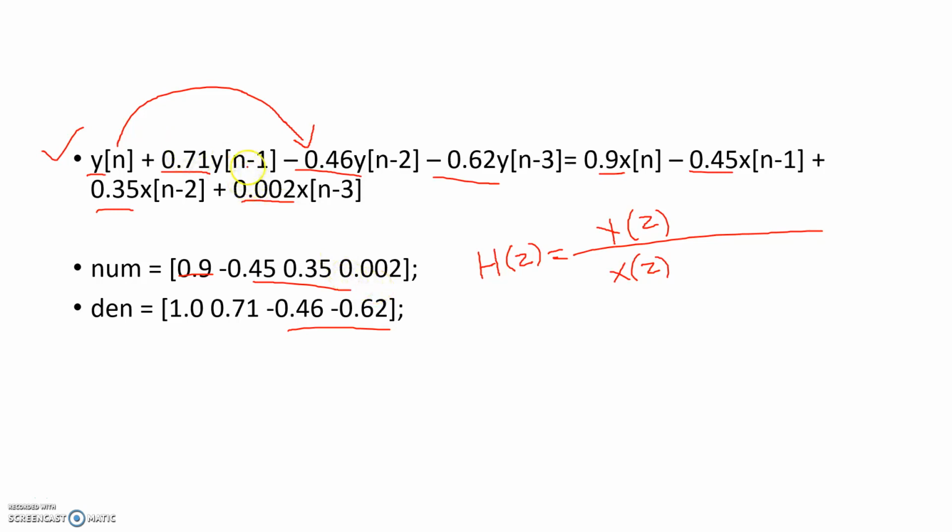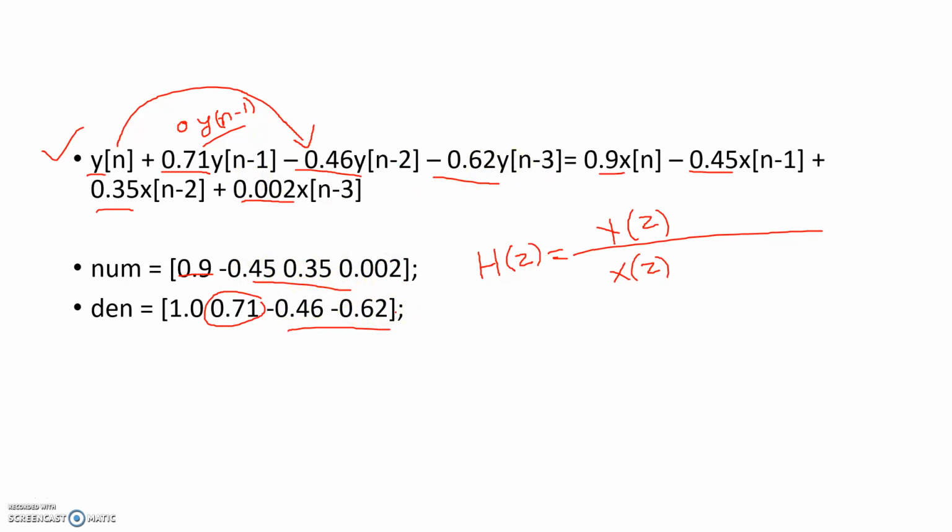But suppose the y of n minus 1 term is not given, that means you should understand it as 0 into y of n minus 1. That is, in the y of n minus 1 term you should put 0. Here the y of n minus 1 term is 0.71, right? So instead of 0.71 you should write 0. Okay, so this is how the question may be twisted. Anyway, here you can understand easily how I have defined the numerator and denominator.